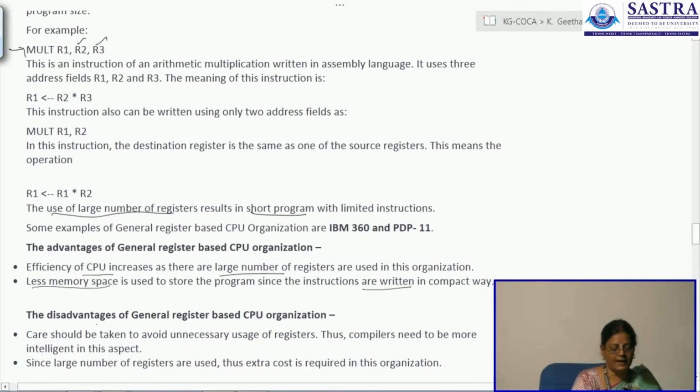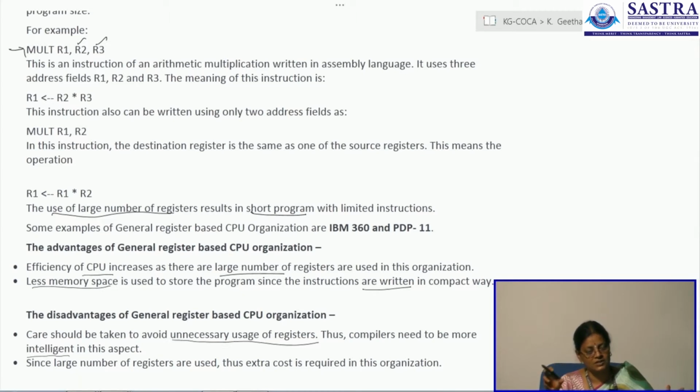Then coming to the drawbacks, care should be taken to avoid unnecessary usage of registers. So if we keep on using all combinations of registers, then the complexity will be loaded on the compiler part. The compiler needs to be more intelligent. Why? Because it has to optimize the utilization of the registers. If more registers are available, we will just make use of them and they may not be effectively utilized. So to optimize the usage of registers, the compiler has to take the burden, and hence the compiler is expected to be an intelligent one in order to handle this sort of situation.